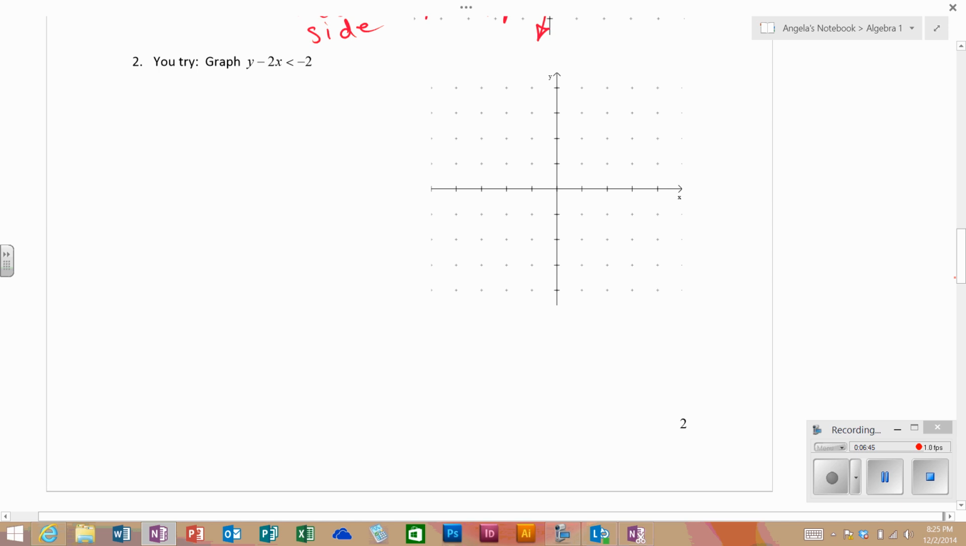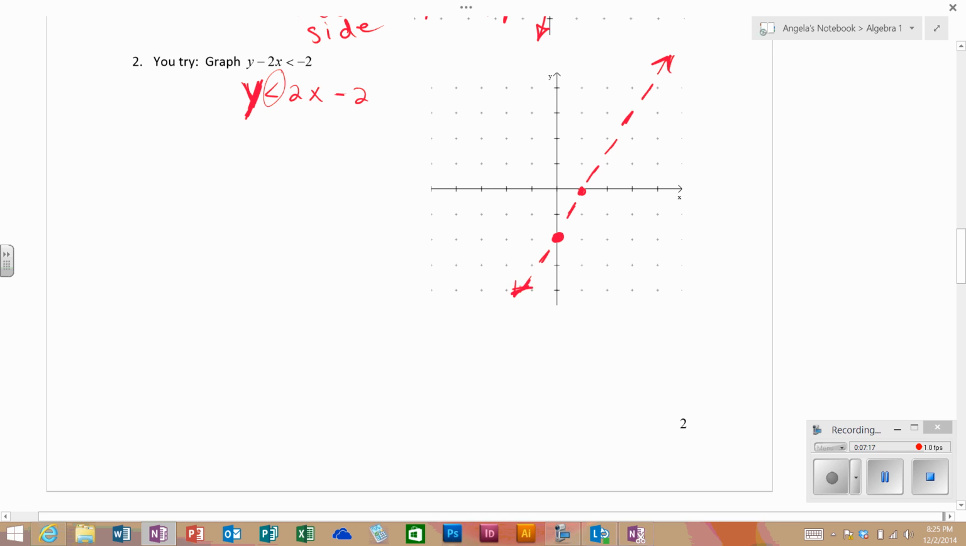So first we need to graph it, but it needs to look like y equals mx plus b. So I'm going to move the 2x over by adding 2x to both sides. Okay, so my intercept is down at negative 2. I'm going to go up 2 over 1. Now, if you notice, I need to use a dashed line this time. So I'm going to use a dashed line because it doesn't have the equal end.